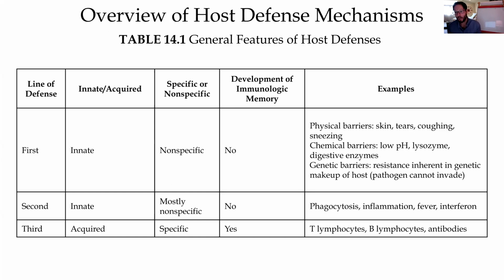Chemical barriers are going to be things like low pH, right? Your stomach acid is a low pH, and it's going to kill a lot of microbes that can't survive in that condition. Lysozymes, which are enzymes, digestive enzymes that break things down. Those are your chemical barriers.